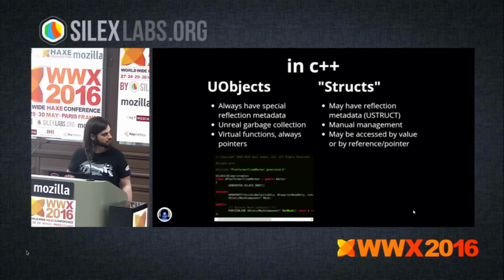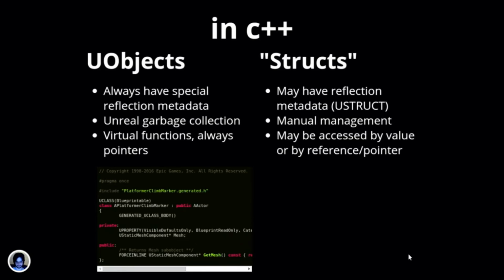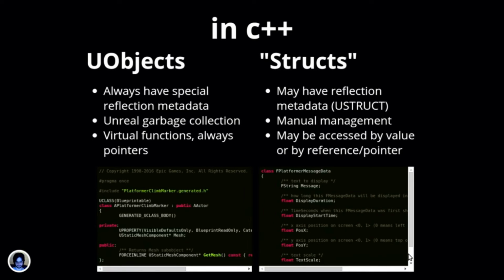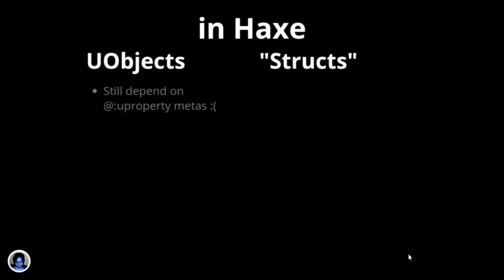So this is how it looks, just to get a general idea of both how a C++ UObject looks and how a C++ struct looks. A C++ struct is just a C++ struct. It can be declared as a class or struct, but it doesn't extend those UObject types, and it sometimes has a metadata called uStruct, but most of them don't have that.